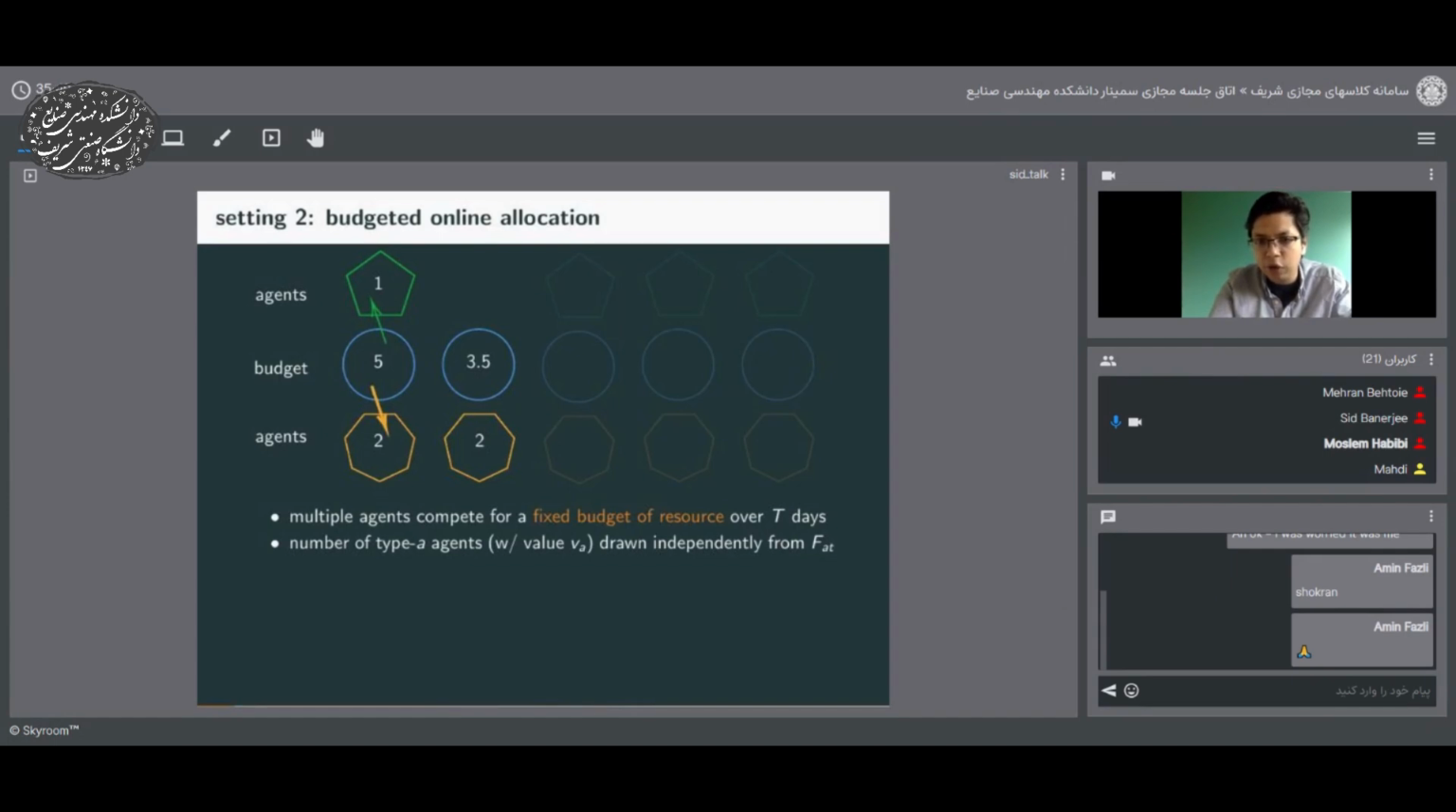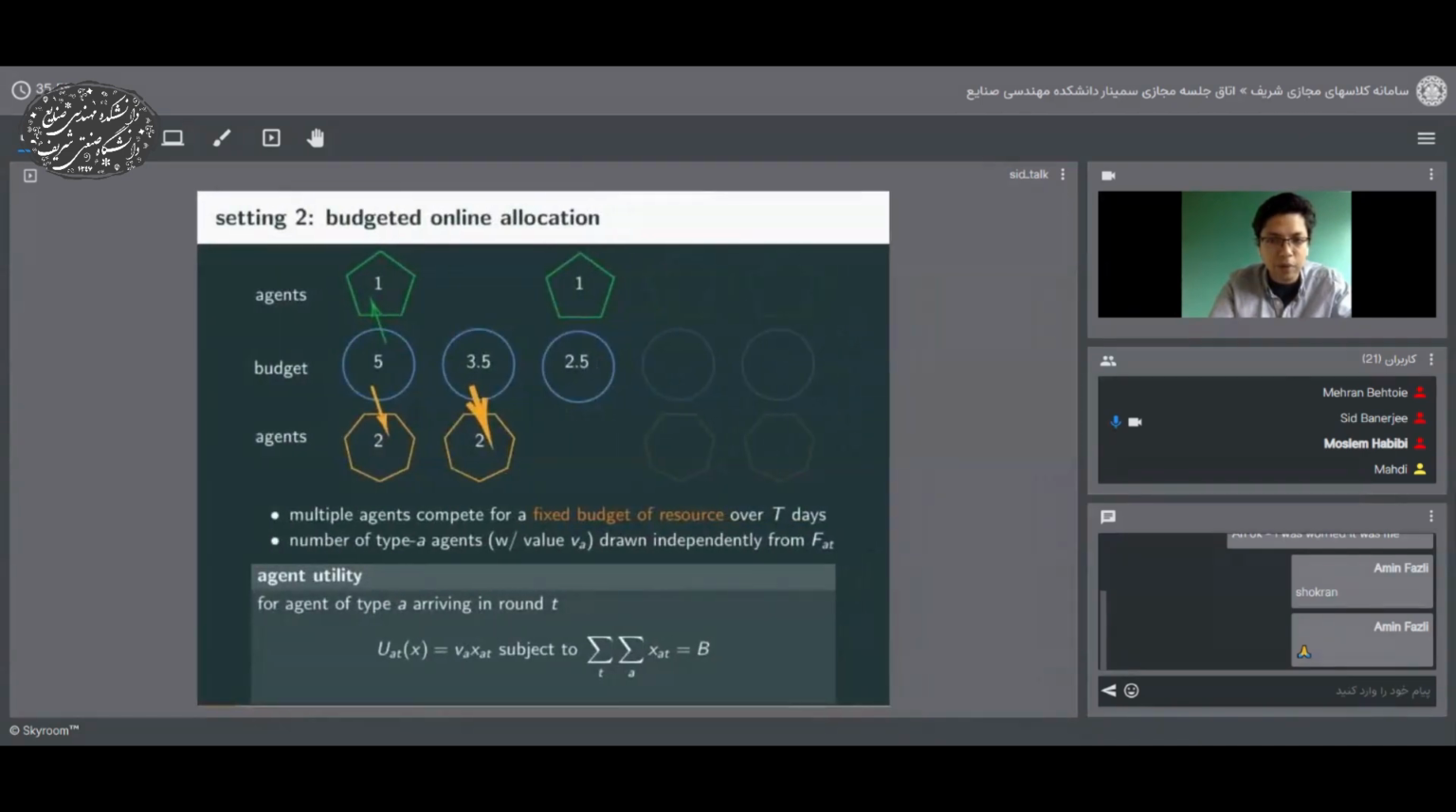I decide how much to give each of them. And maybe what I'm doing is I'm giving 1 unit to agent 2 and 0.5 units to agent 1. And so now the total budget has gone down to 3.5. Day 2, only agent 2 has, or some other agent comes in with some value. I give them some allocation, and this keeps going on. So I give 1 unit to this person, the budget gets depleted again, and so on and so forth.